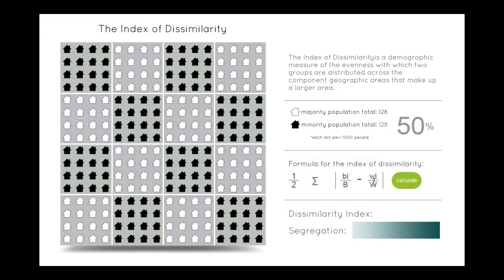Minus how many white houses? 16. So again, I get 16, or negative 16, but remember we're taking the absolute value. 16 divided by 128 plus 16 divided by 128 plus 16 divided by 128, and so on. So we end up with a total of 256 divided by 128, which is 2, but we're going to take half of that. And when we calculate, we see the dissimilarity index is 1. A dissimilarity index of 1 is a completely segregated community.